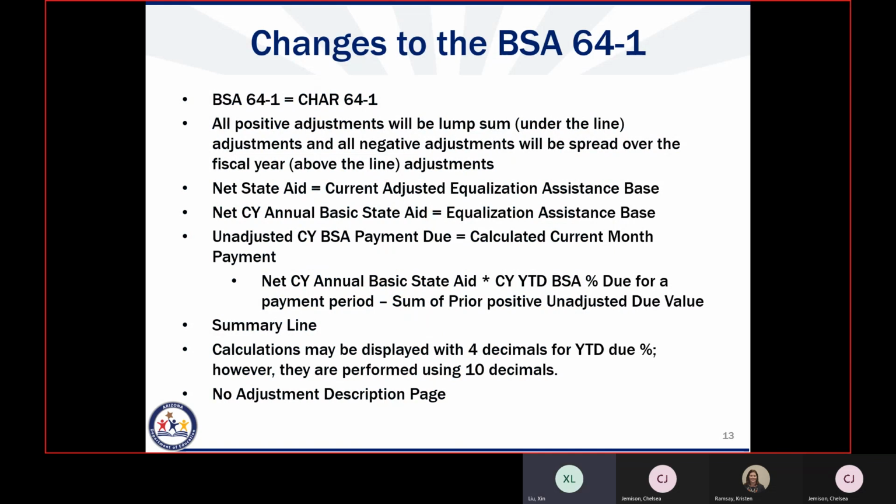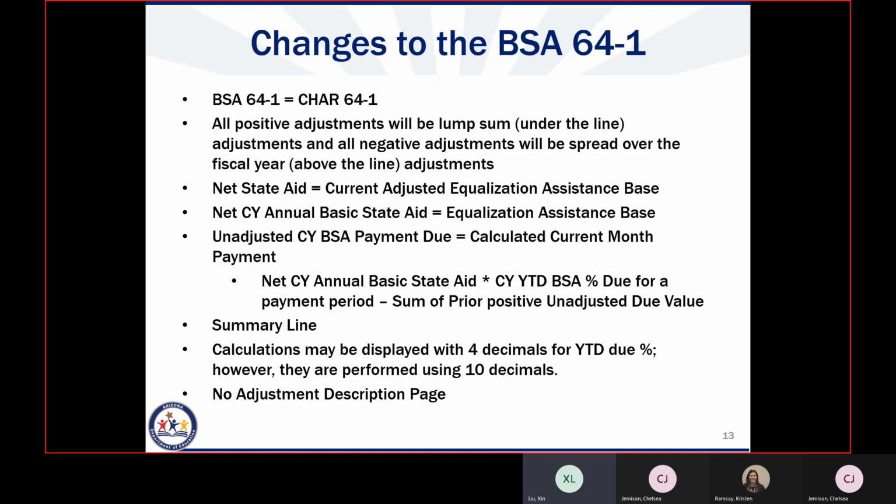We have a new name for this report, which is the BSA 64. A new rule is applied for both positive and negative adjustment. And we have a couple new terms here. The first one is the net state aid, which equals the current adjusted equalization assistance base. The second one is net current year annual basic state aid, which equals the equalization assistance base. We have a new formula that will be used to calculate current year basic state aid payment due.